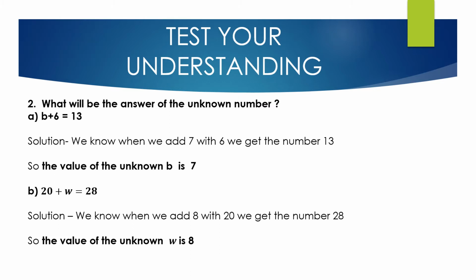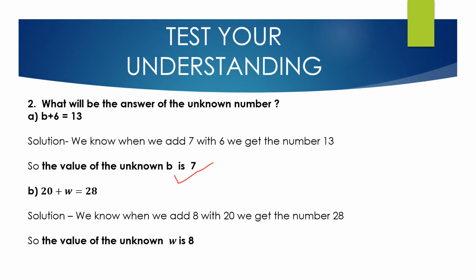Now we solve question number 2. What will be the answer of the unknown number? First bit A is b plus 6 equal to 13. We know number 7 is added to 6, we get 13. When we add 7 with 6, we get the number 13. So the value of the unknown number b is 7.